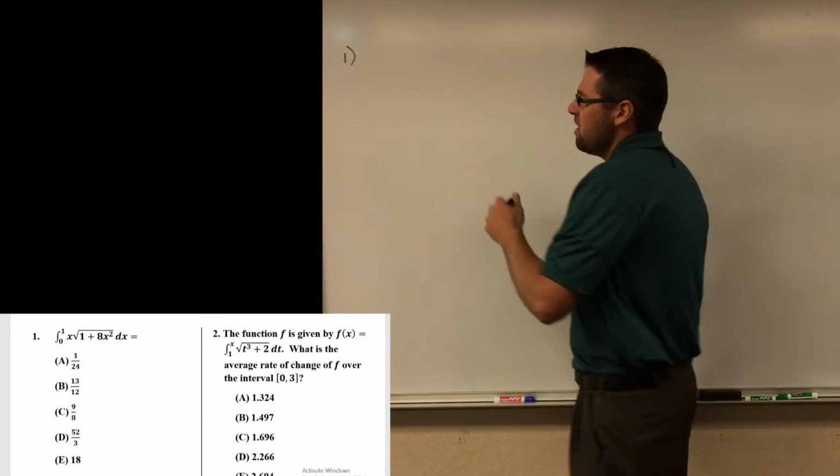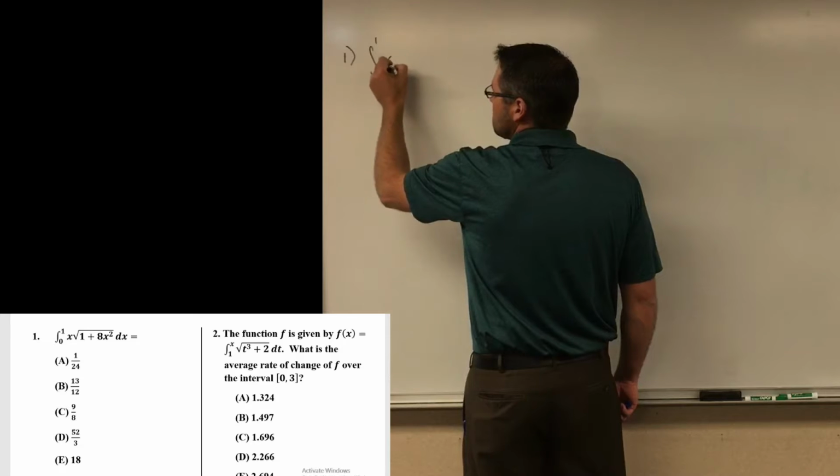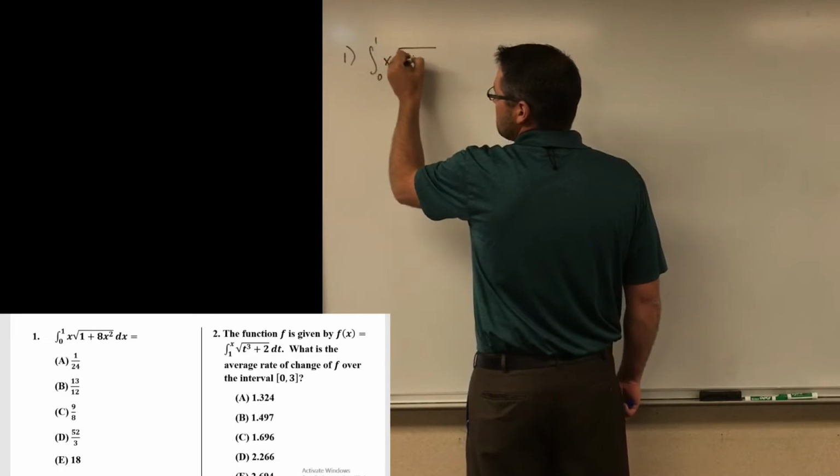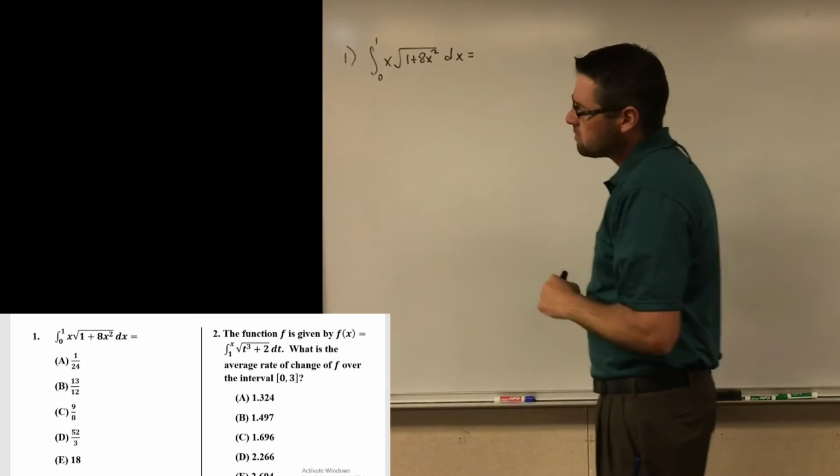Number one. The integral from 0 to 1 of x times the square root of 1 plus 8x squared dx. What do I do?